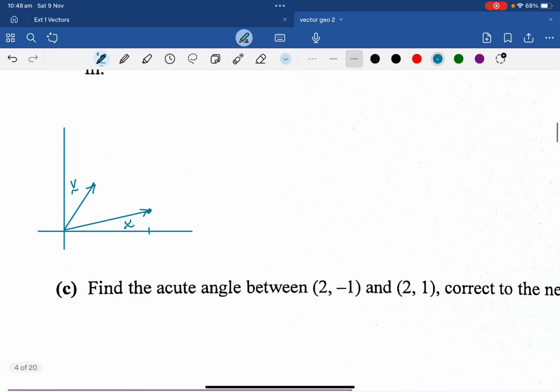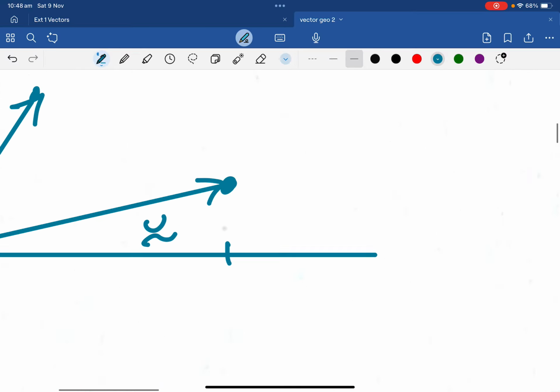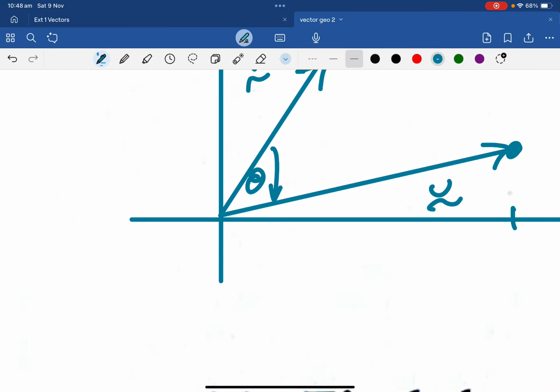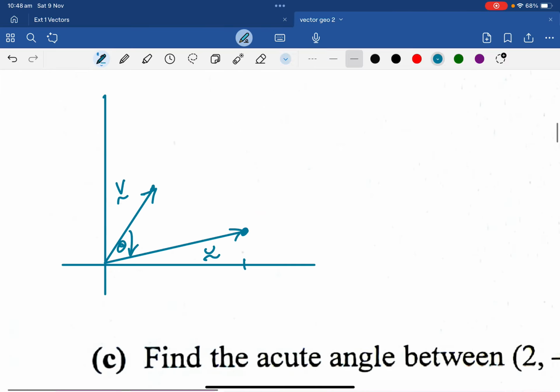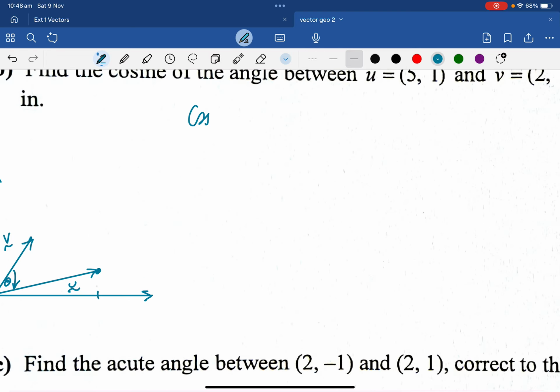Vector v. Okay, and state which quadrant, and the angle. Of course they want this angle again, and it's the same process again, same job, same irritating job. So cos theta: vector u dotted with vector v is equal to the magnitude of vector u, magnitude of vector v, cos theta.